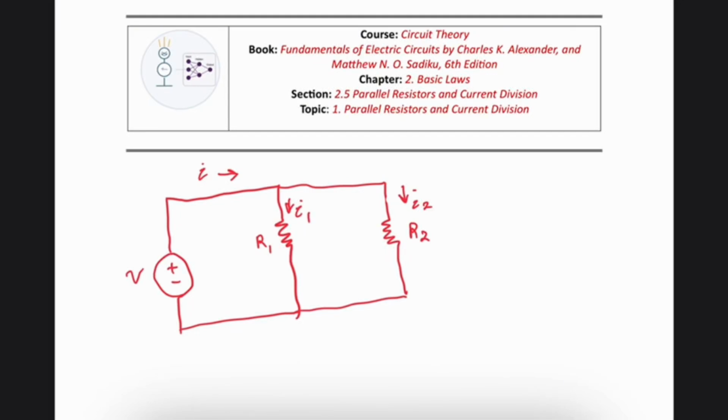Today's lesson is about resistors in parallel and a very important current division rule. Let's dive in. Let's consider two resistors, as you can see here, R1 and R2, connected in parallel with a common voltage across them that we call voltage V.